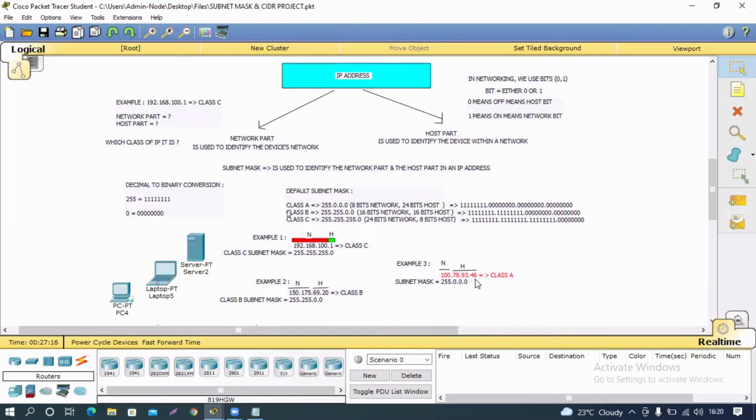Similarly, another example, 100.78.93.46. It's a class A IP. So what is the class A subnet mask? 255.0.0.0. So the first octet is 255, so 100 will be network, and the 0s mean 78, 93 and 46 will be host.